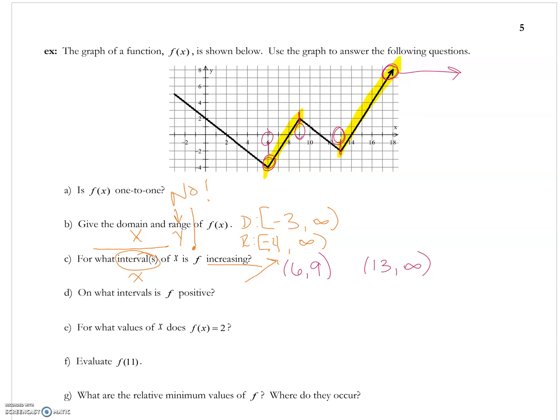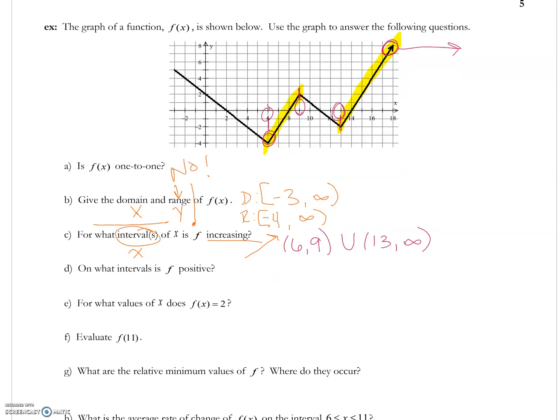Since there are two sections of this graph that are increasing, we put this union symbol in between. Part D asks on what intervals is f positive.